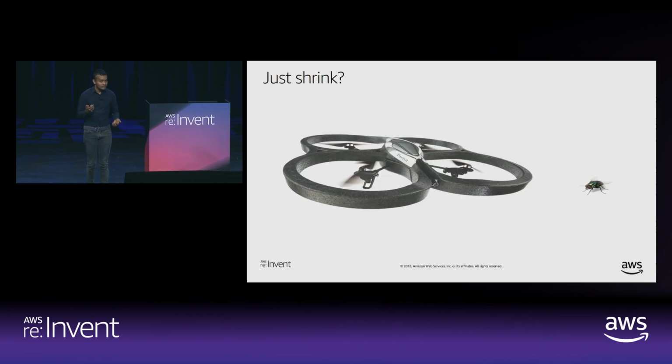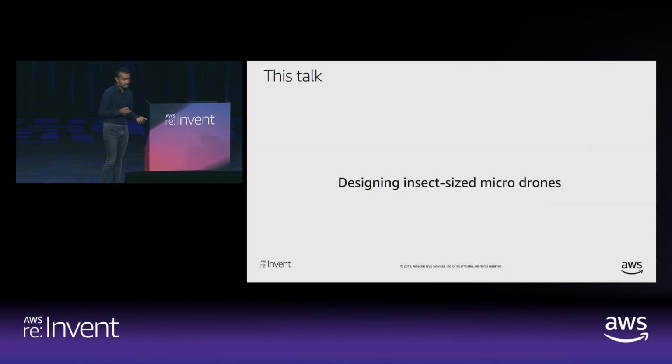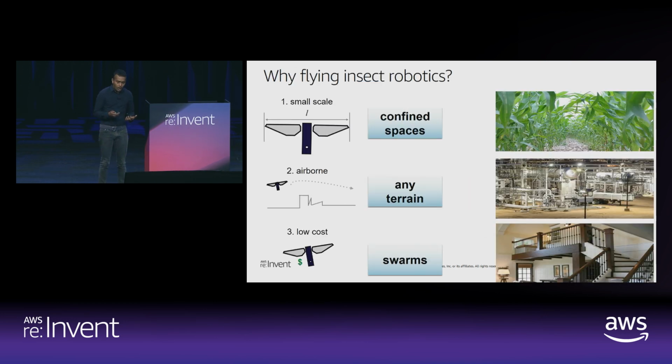What I'm going to talk about in this talk is how we are going to design insect-scale micro-drones that can, in principle, enable these big data applications. Why do we care about these insect-scale micro-drones? There are multiple reasons and multiple applications why we actually want these kinds of drones.